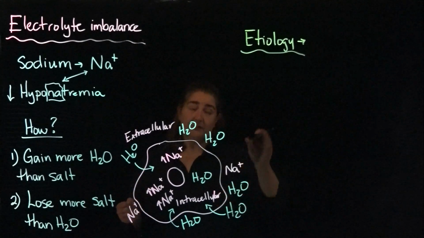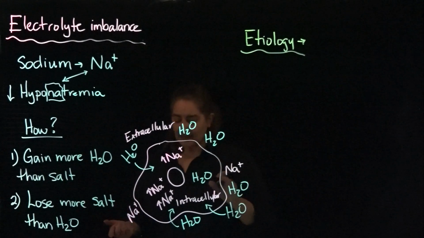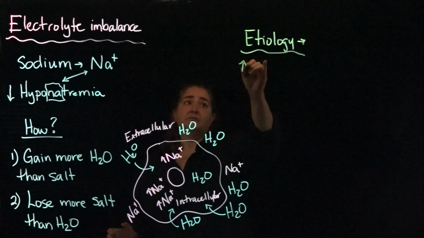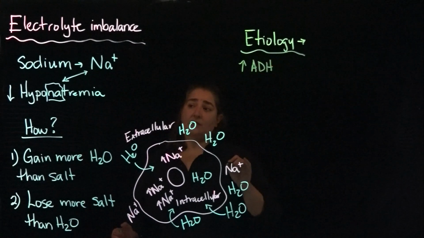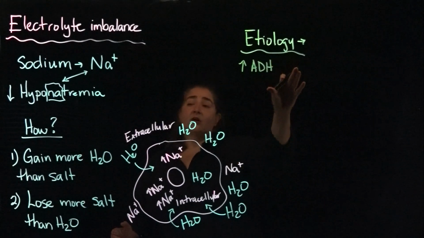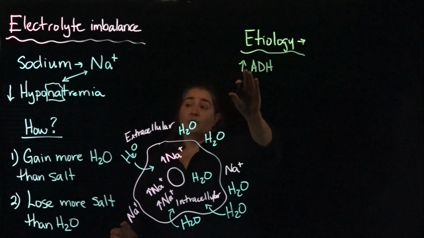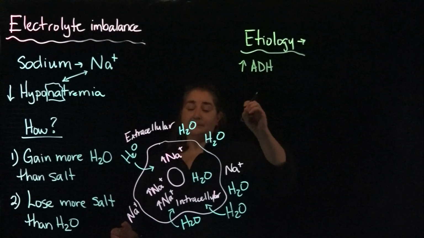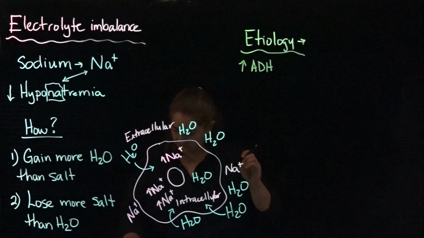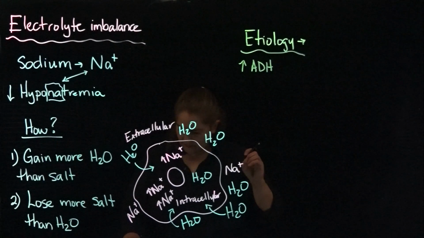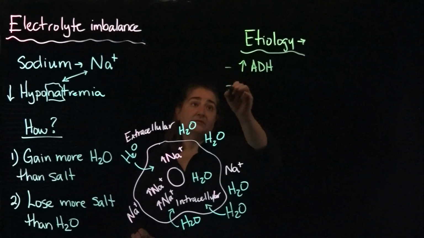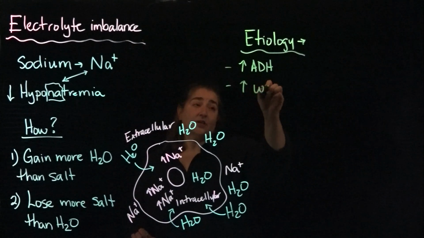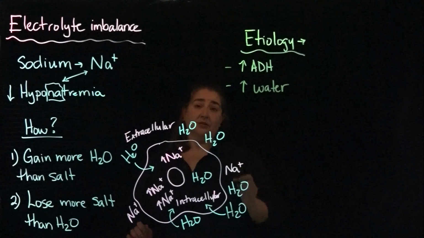As our mechanism, what can cause this to happen? If there are high levels of antidiuretic hormone, that's going to cause the body to absorb more water from the kidney. Another cause is drinking too much water.